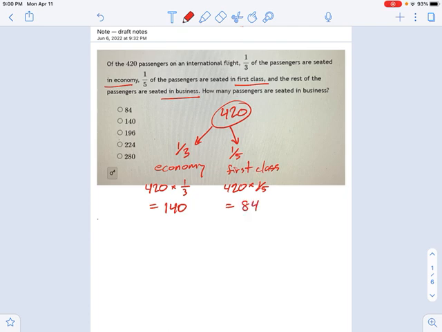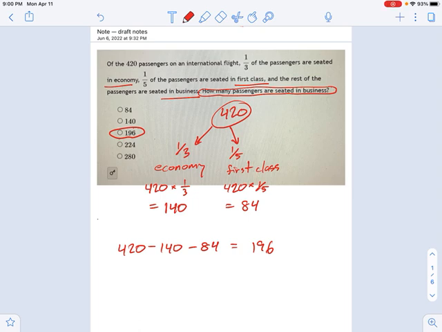So the question is, how many passengers are seated in business? Well, that's all the rest of them. Okay, so this one's easy. You just say 420 minus the people in economy minus the people in first class. Okay, so what do we have here? We get 196 people seated in business. So that's one way you could do this, by actually calculating the number of people in each place.